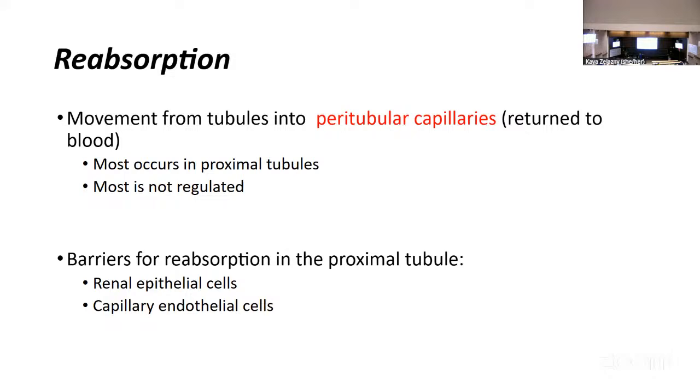When we think about this reabsorption in the proximal tubule, so in this first little section of the nephron, we're going to want to think about what cell layers we have to cross, essentially. We're going to be crossing the epithelial cells of that nephron. So the lining cells, essentially, of that proximal tubule. Those are our renal epithelial cells. We're also going to have to cross the wall of the capillary itself. That peritubular capillary lying alongside the nephron is also contained by a layer of cells. So those are our capillary endothelial cells.